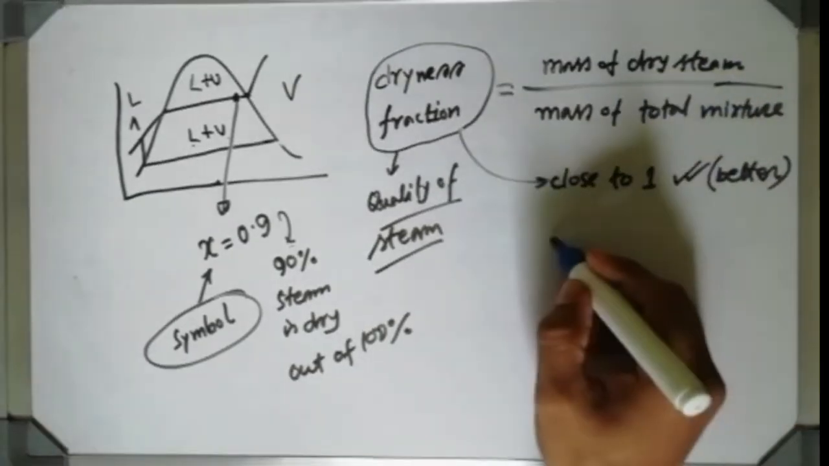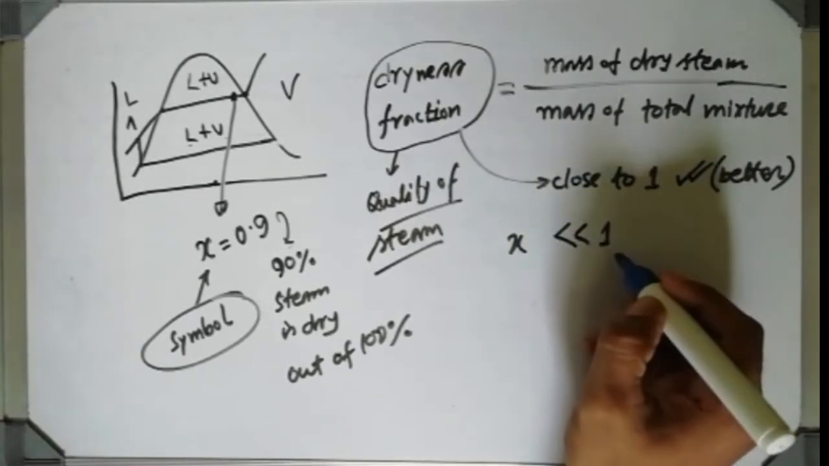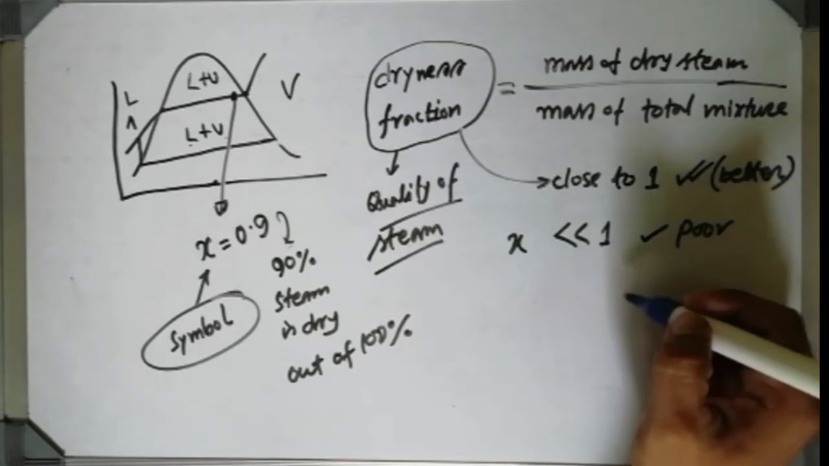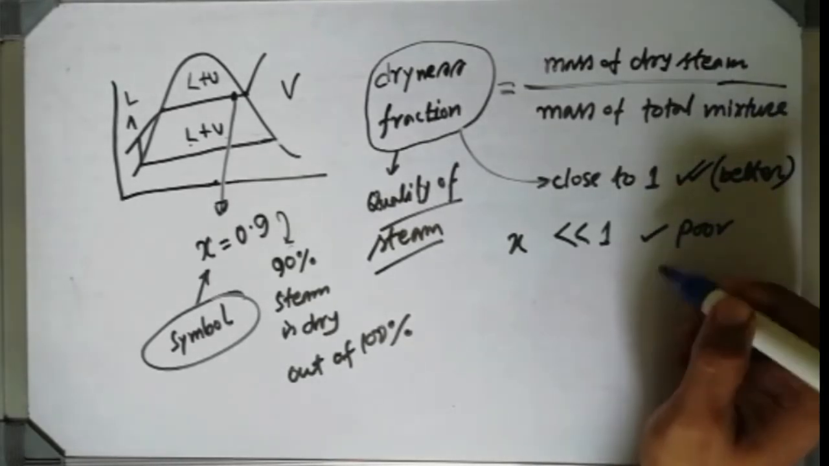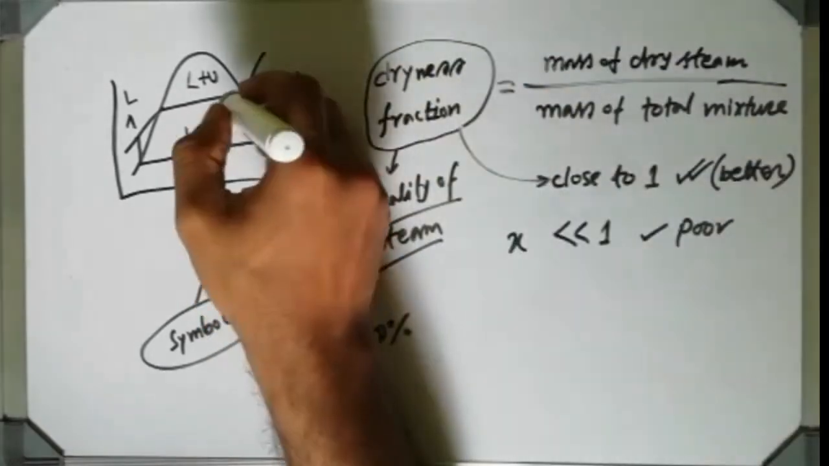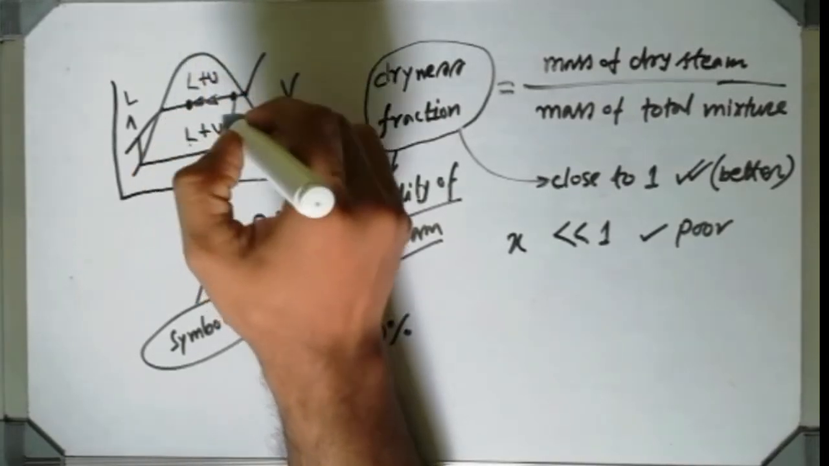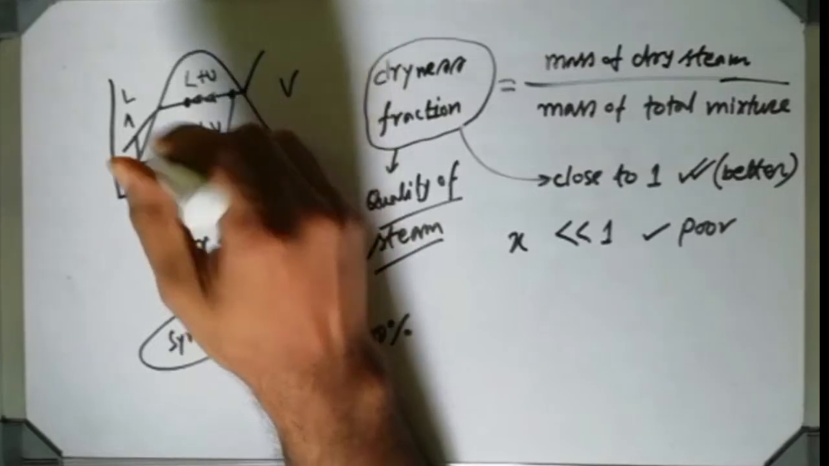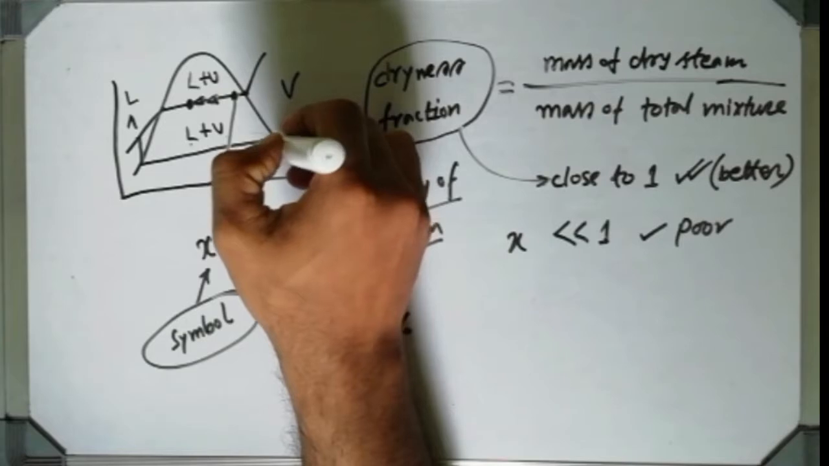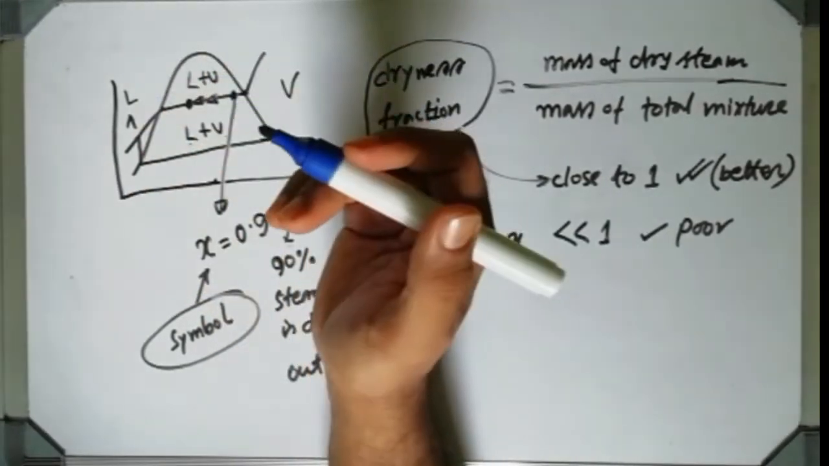Okay, and if the X value is very much less than 1, then it is a poor quality steam. Why? Because if the dryness fraction is low, then lots of moisture is inside that steam, and that is very poor quality steam. That means if the steam is moving toward this direction, suppose the steam is at this point, then lots of moisture is there, because this line is the saturation liquid line and this line is the saturation vapor line. So the more you proceed to the right side, the better the quality of the steam will be.